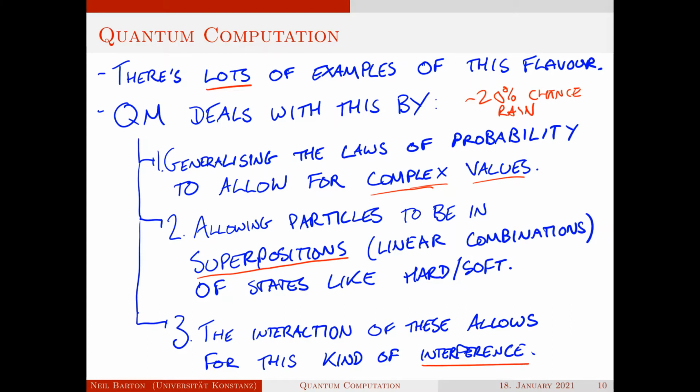Now, the interaction of these amplitudes, so this is 1 and 2, is going to allow particular kinds of interference and also particular kinds of amplitudes cancelling each other out. So if I can have a negative amplitude as well as a positive amplitude, this is going to allow them to cancel each other out in a way that one can't do if one's summing probabilities, for instance.